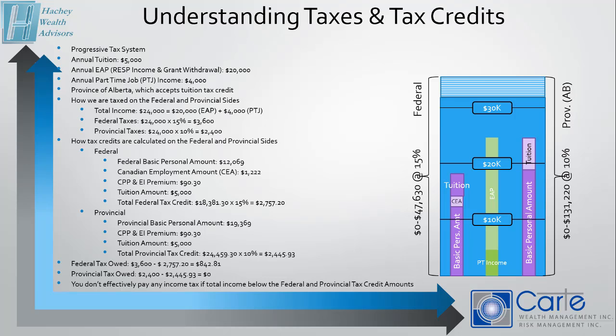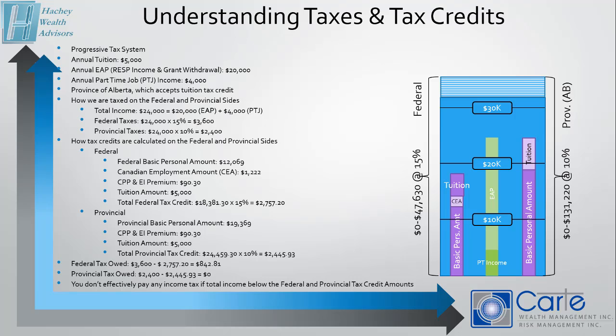From an income tax perspective, your income is taxed at 15% on the federal side for your first $47,630 earned. If you made more than $47,630, your income would be taxed at a higher percentage on the amount that's over the 47 grand. Your income is also taxed at 10% on the provincial side for the first $131,000 you make.